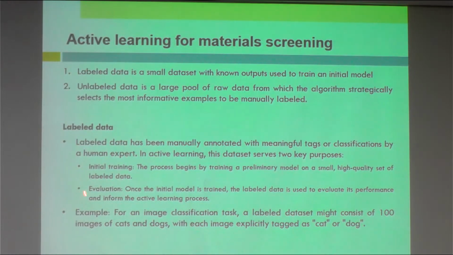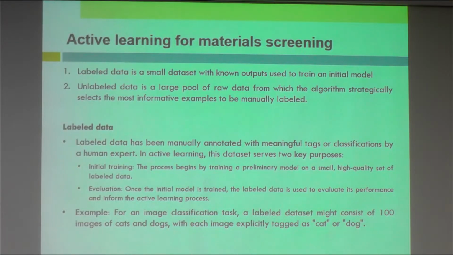Secondly is evaluation. Once the initial model is trained, the labeled data is used to evaluate its performance and inform the active learning process. So this is evaluation and query, where it will evaluate the performance according to the information obtained from the labeled data. So for example, for an image classification task, a labeled dataset might consist of 100 images of cats and dogs, with each image explicitly tagged as a cat or dog.